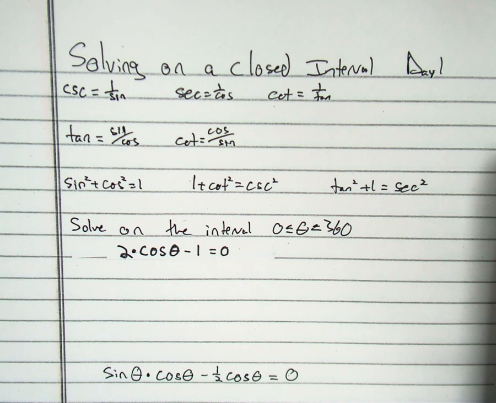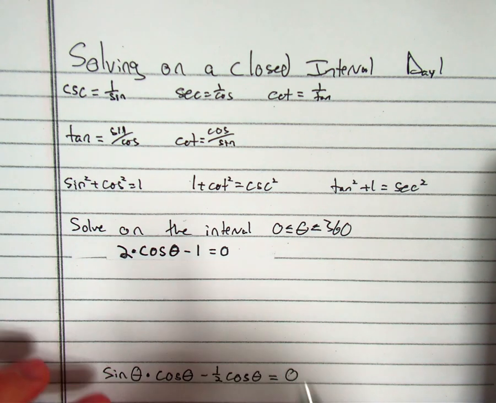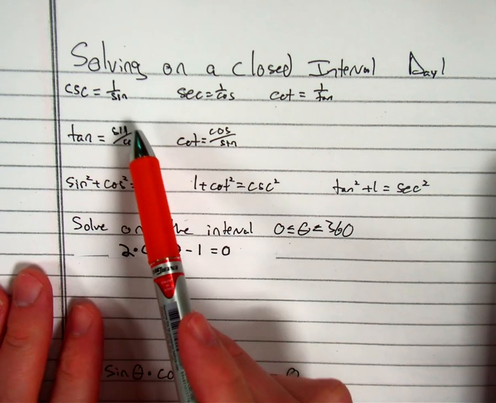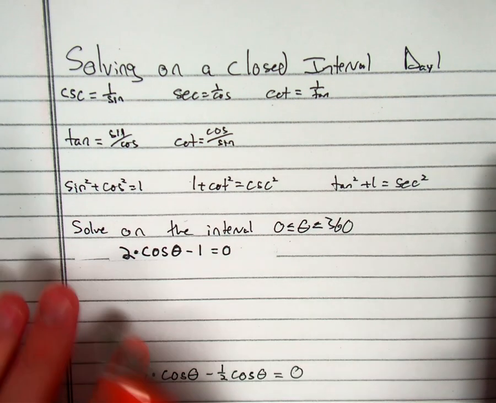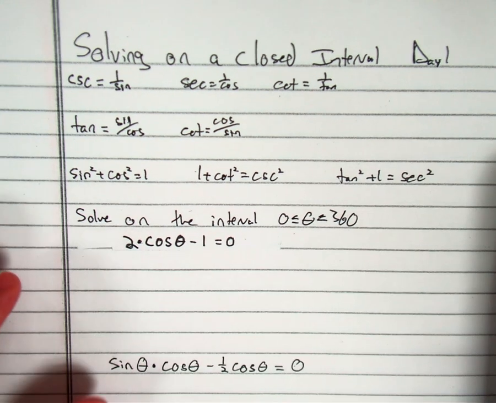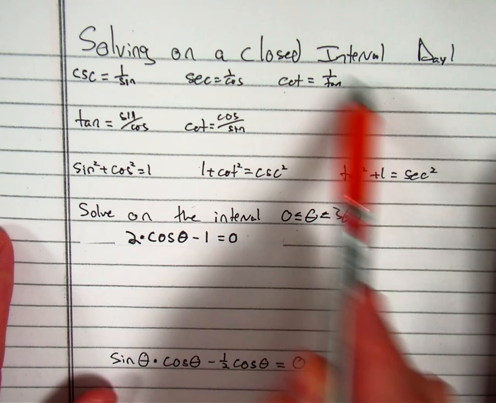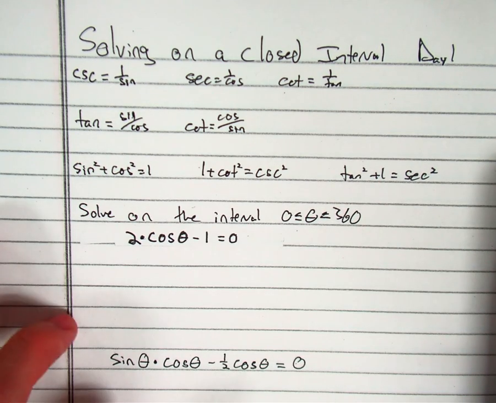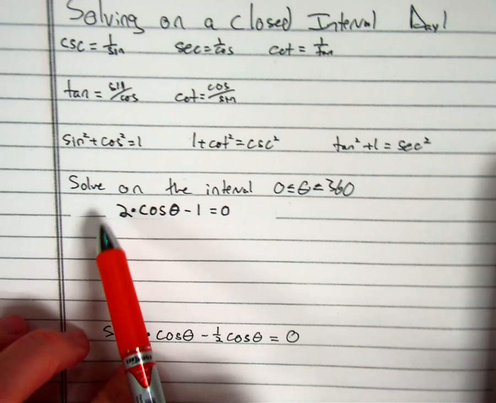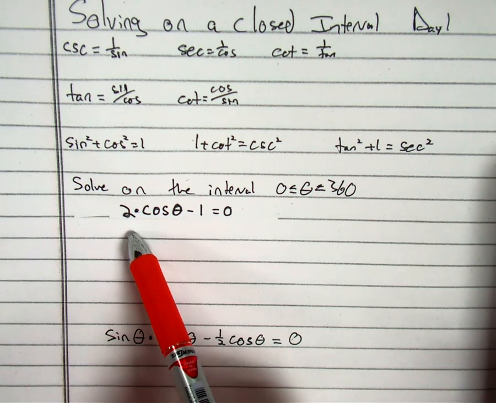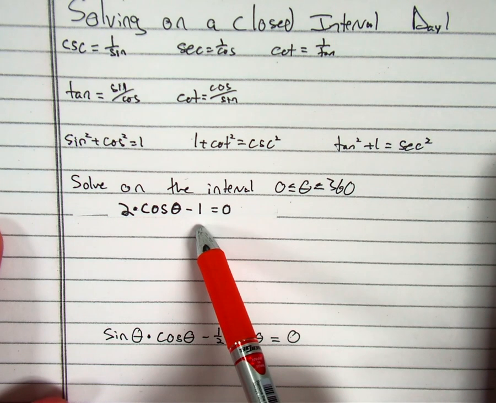Algebra 2, here we are with solving on a closed interval. Alright, so just some of our identities to be aware of and to remember that we might need to use to substitute in. I don't think there's too many crazy ones today. Most of them are pretty straightforward, but I listed them up there at the top for you to use just in case. Alright, so we're solving on the interval 0 to 360, 2 times cosine minus 1.